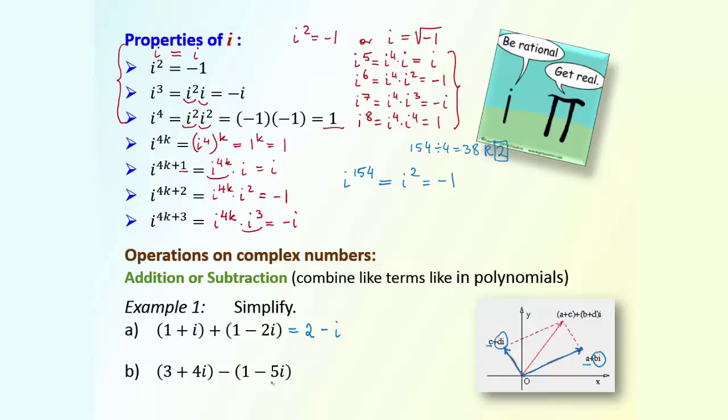Now, with the subtraction, I will urge you to open the bracket first, so you won't get confused with signs, and rewrite 3 plus 4i minus 1 plus 5i. Now we're adding real parts of the number, which is 3 minus 1 is 2, and then imaginary parts, 4 plus 5 is 9, 9 i's. So 2 plus 9i is the final answer.